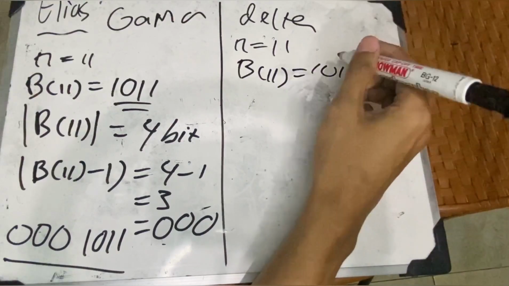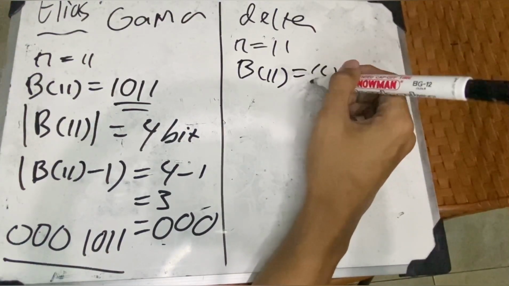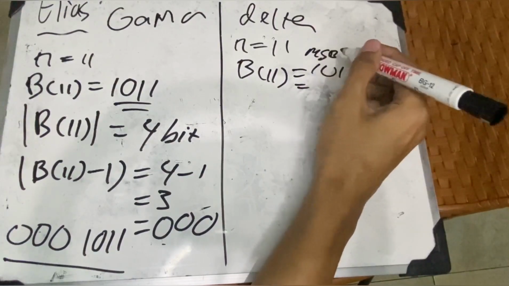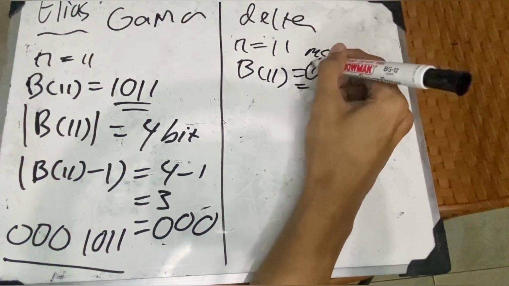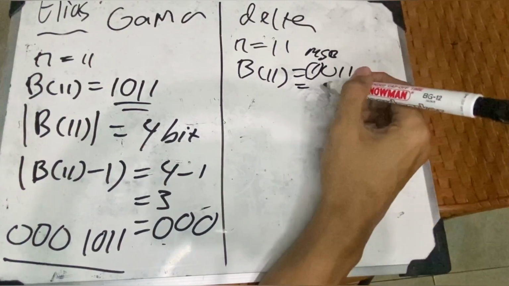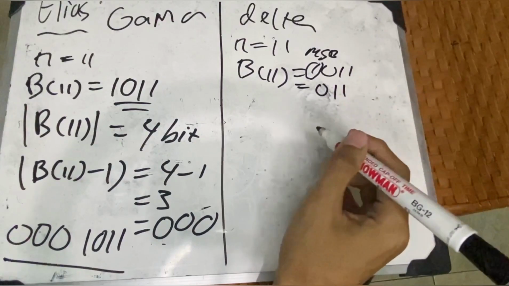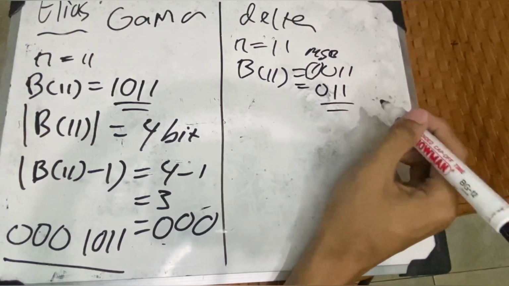But in the delta we need to remove the MSB, the most significant bit value. That was the first bit in our binary. That means the binary is 0 1 1. Let's save this value first.